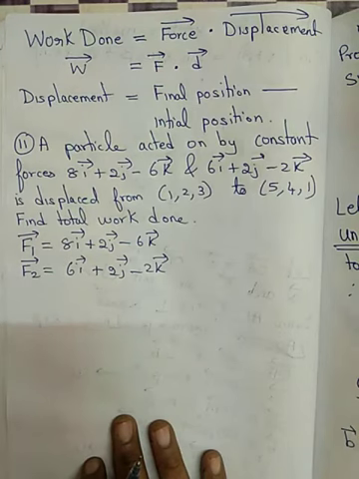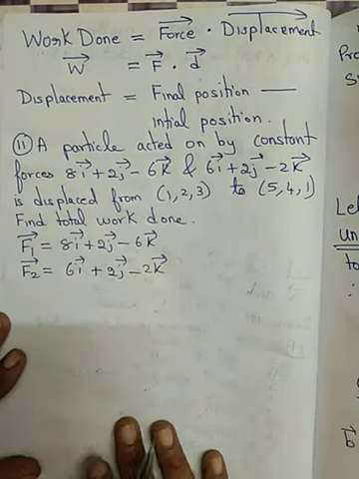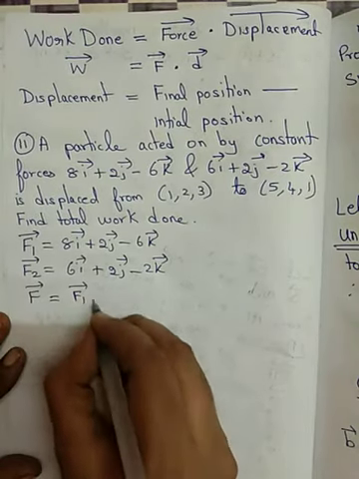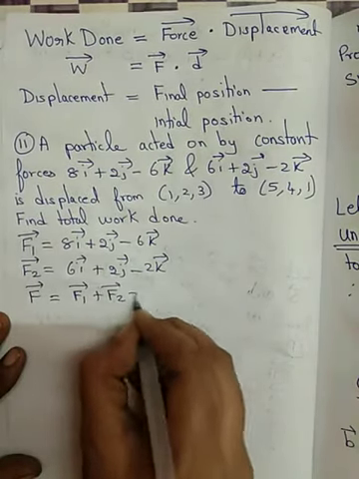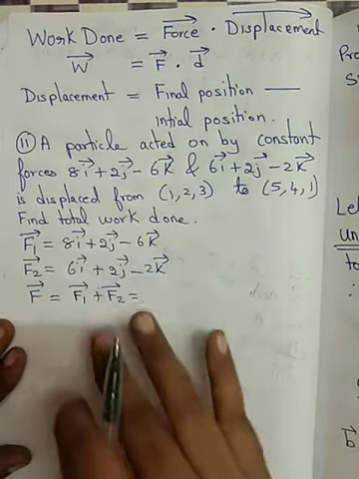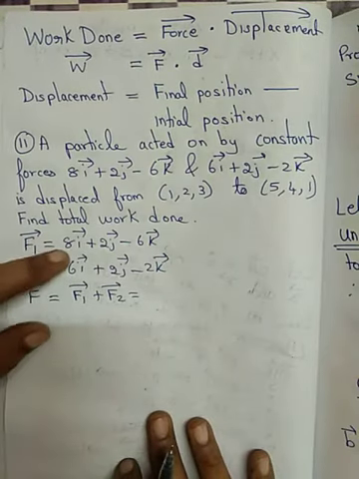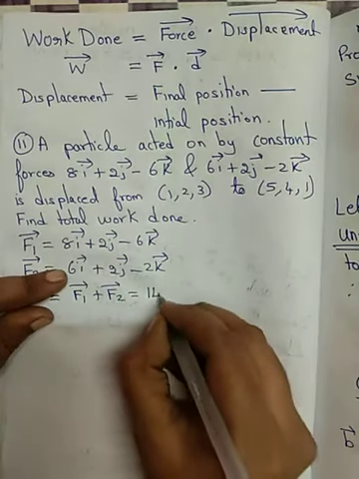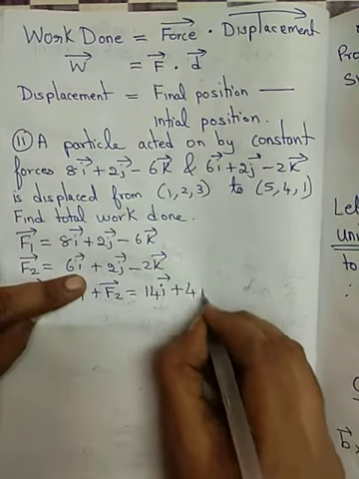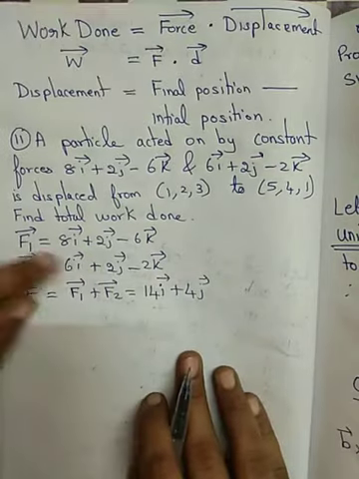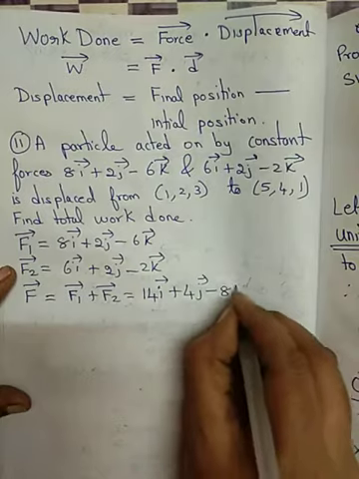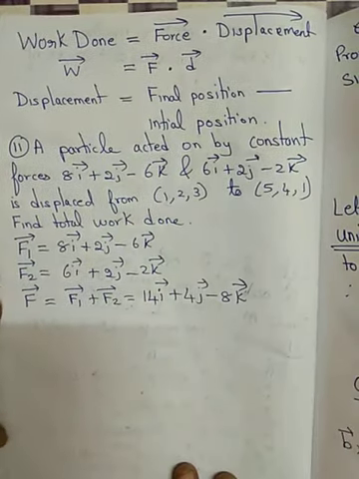So these two forces are acting on the same particle. To calculate F vector, I should add F1 vector plus F2 vector. We know how to add vectors. We have to add I components, J components and K components. So 8 plus 6 we will have 14I vector, 2J plus 2J we will have 4J vector, minus 6K minus 2K I will have minus 8K vector. So we have got F vector.